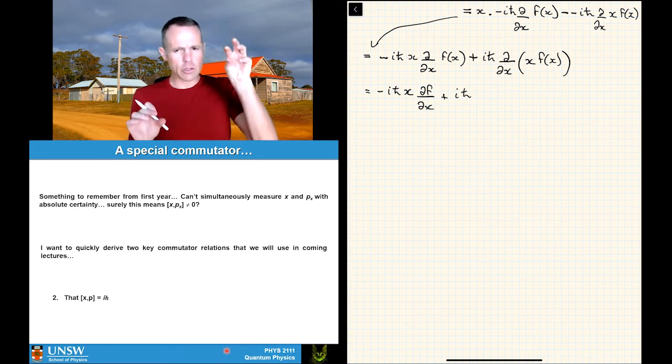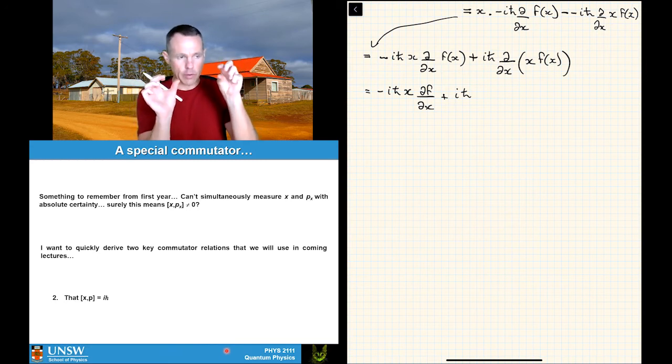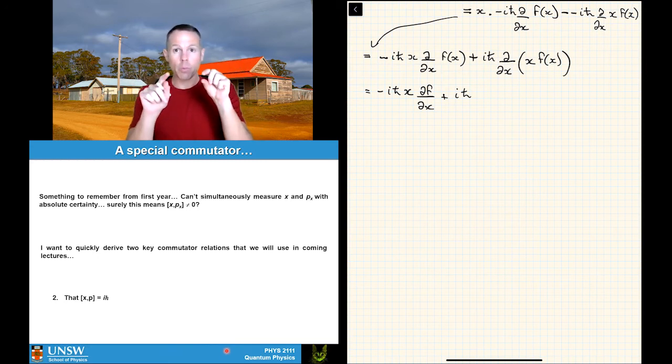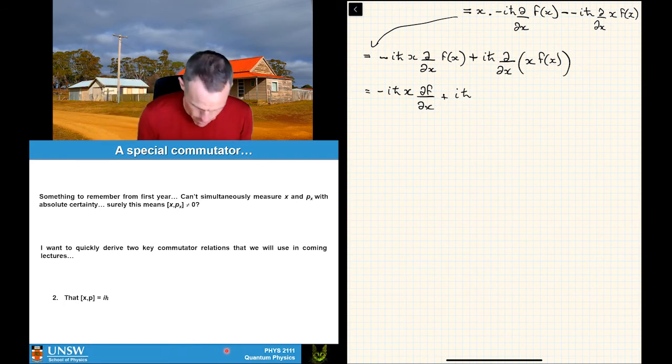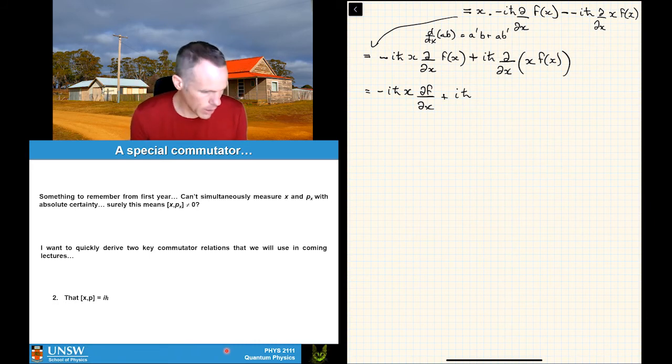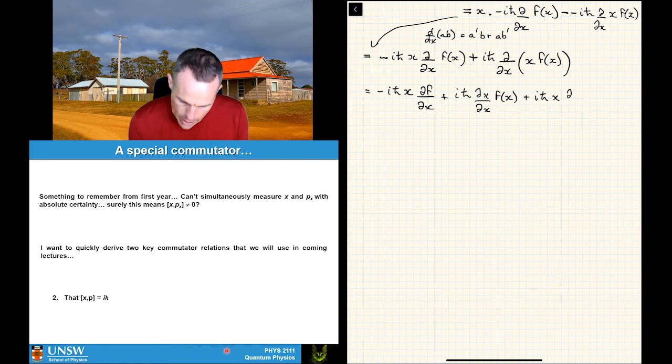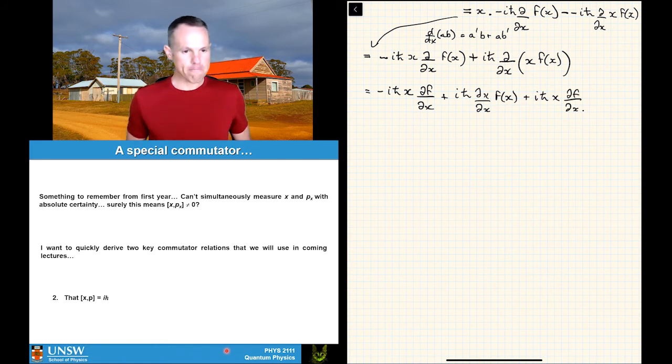And of course, now I'm taking the derivative of a product, right? And you know when you take the derivative of a product, if you've got the derivative of AB, it will be the derivative of A times B plus A times the derivative of B, right? d on dx of AB is equal to A dash B plus AB dash, right? So what we're going to have here is dx on dx times f of x plus i h bar x df on dx, okay?